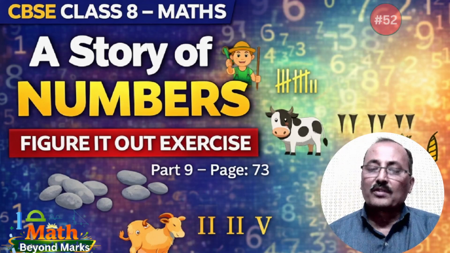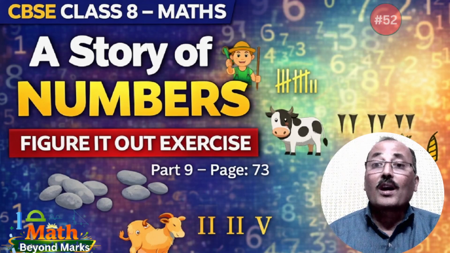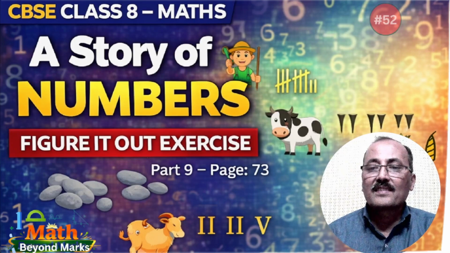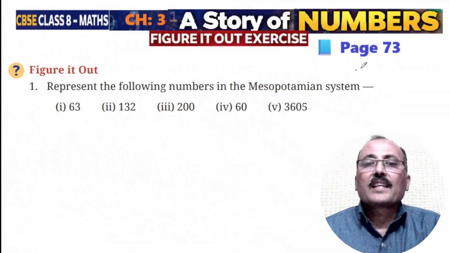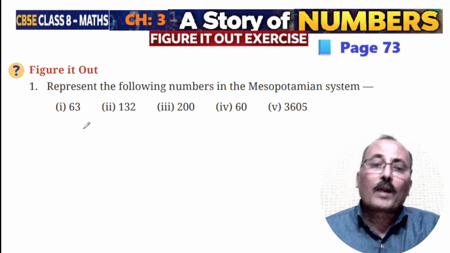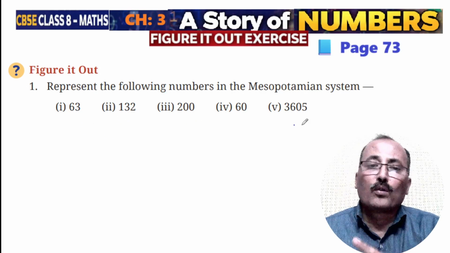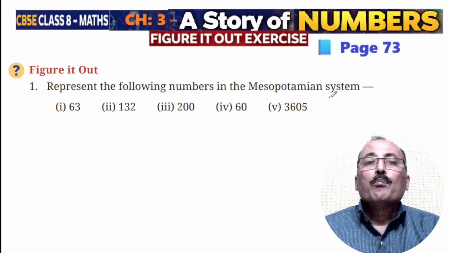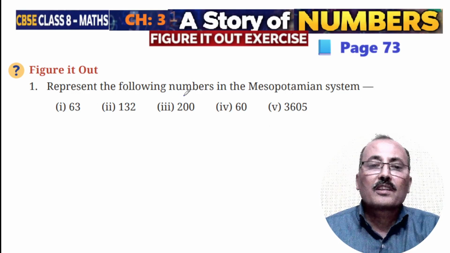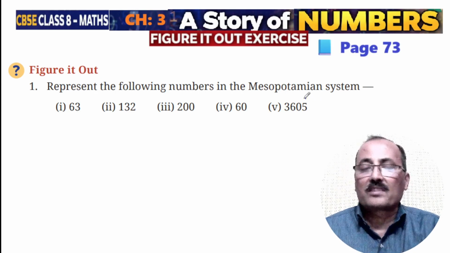Shall we go and see what sums and what type of questions they are asking? Okay, this is the question taken from figure it out exercise, page number 73. Only one question is there, but 5 subdivisions are there. We have to explain using the Mesopotamian system. Represent the following numbers in the Mesopotamian system.